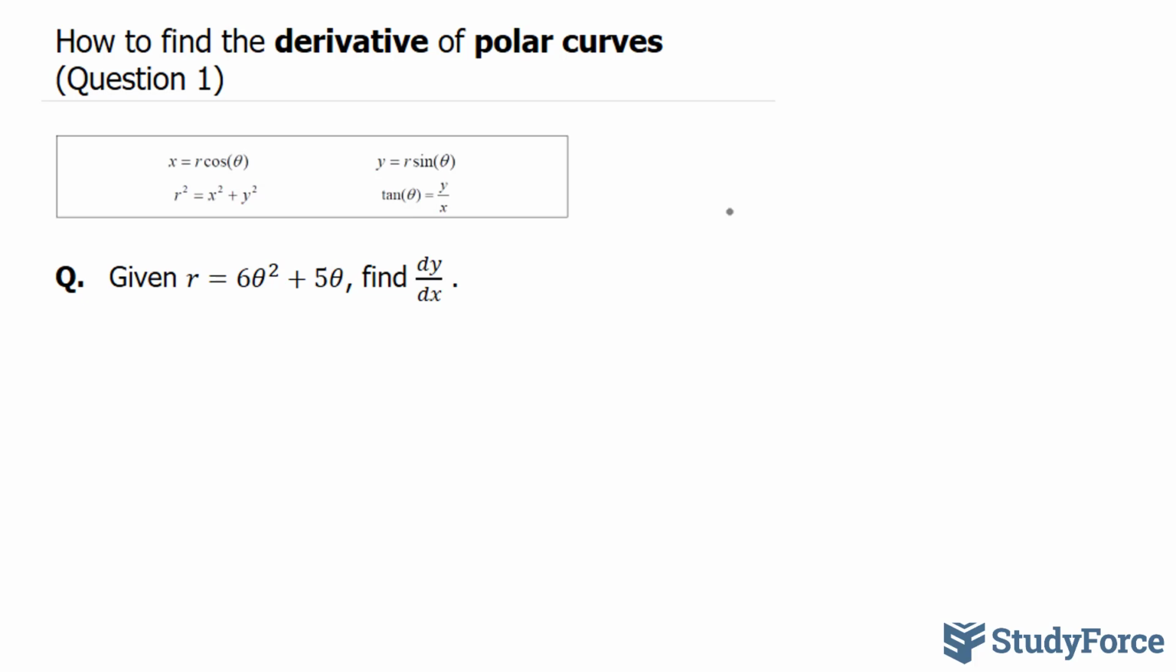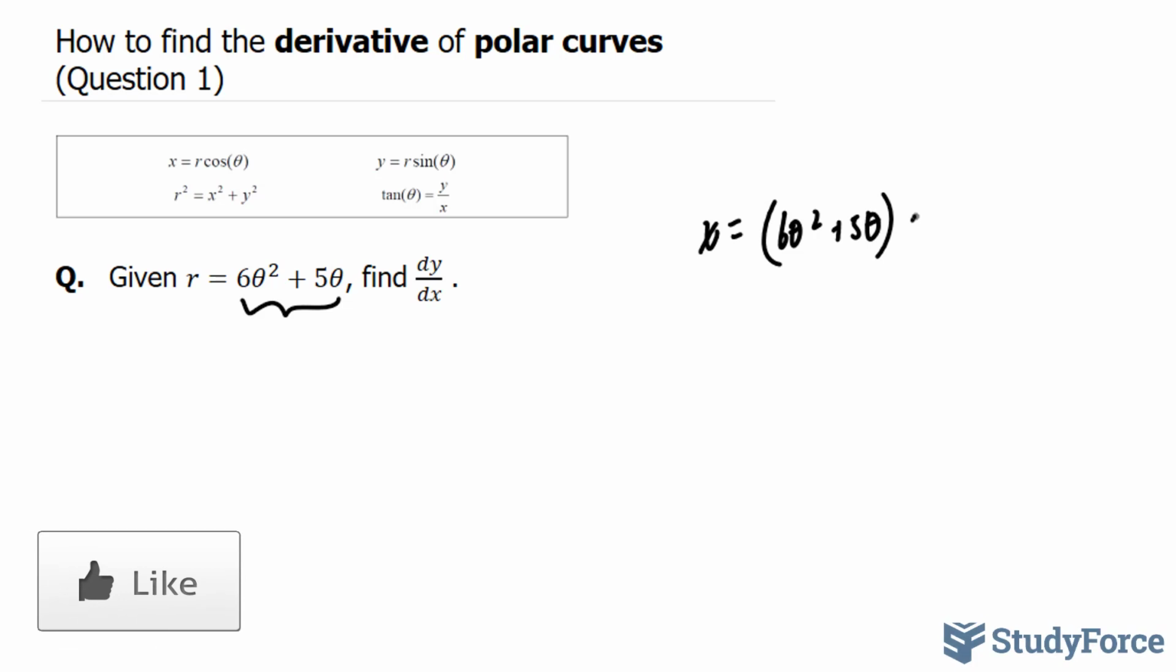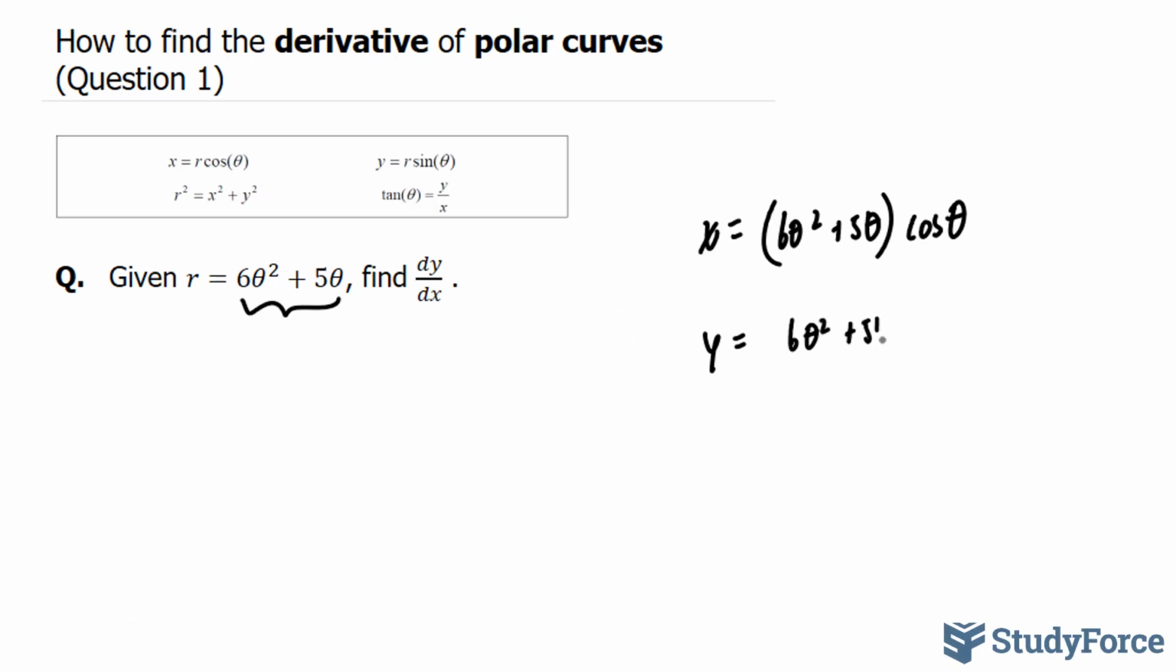The first thing that we have to do to answer this question is convert this equation in terms of x and y and theta. Here's what I mean. I'll take r is equal to this part of the expression and substitute it into this r, where I end up with x is equal to 6 theta squared plus 5 theta, all multiplied to cosine theta. And similarly, y is equal to 6 theta squared plus 5 theta multiplied to sine theta.